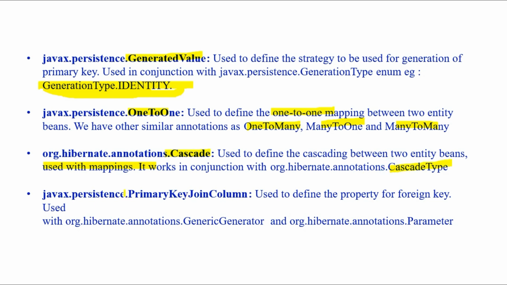Similarly, the last and very important one is primary key join column. I'm going to show this in the next few seconds, but understand that it is used to define the property for the foreign key. So if I have a table employee and a table address, and address is a foreign key, then you have to use primary key join column on the address, so that you don't end up adding addresses which are not already in the address table. So this is how you use these annotations, and that was all about these annotations.